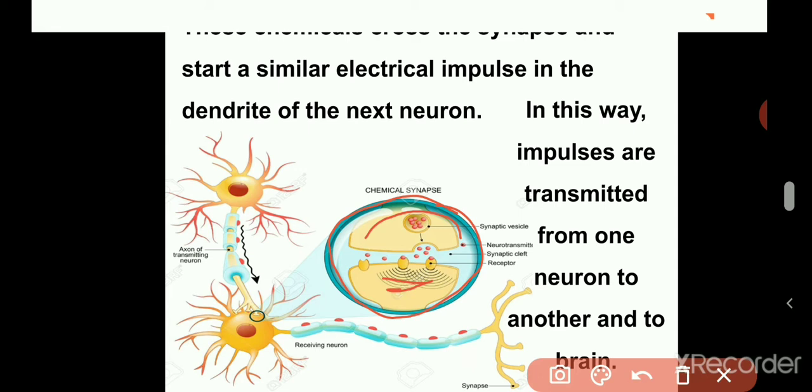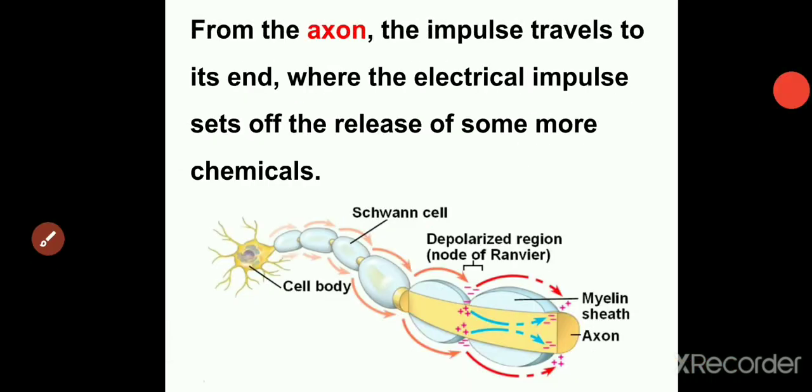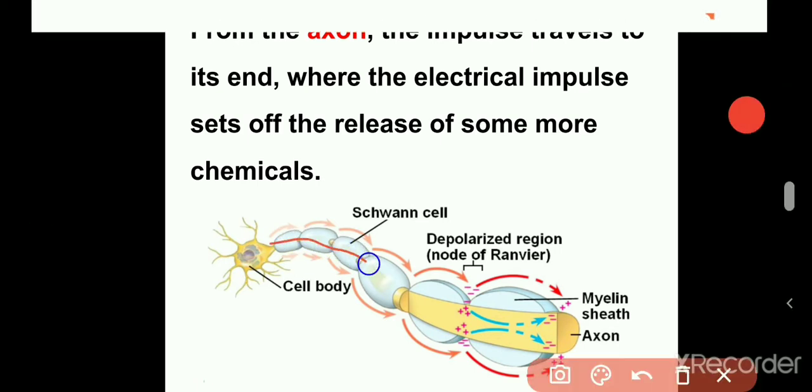So in between there is a small gap. This gap is called the synapse. So a chemical is secreted there, and then the impulses jump from one neuron to the other neuron. So that is how they transmit the impulse. Then the axon, as you can see, this long extended dendrite is called the axon. This axon sets off chemical changes in it, and because of the chemical secreted there, it helps in transmission of the nerve impulse.